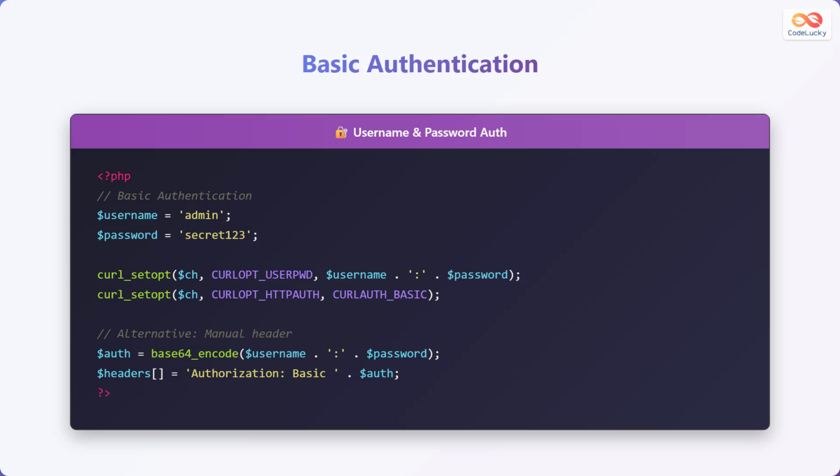To implement basic authentication in cURL, first, define the username and password as variables. Then, use curl_setopt with the CURLOPT_USERPWD option, concatenating the username and password with a colon. Additionally, set the CURLOPT_HTTPAUTH option to CURLAUTH_BASIC. Alternatively, you can manually construct the authorization header by base 64 encoding the username and password, and then including it in the headers array with the prefix Basic.